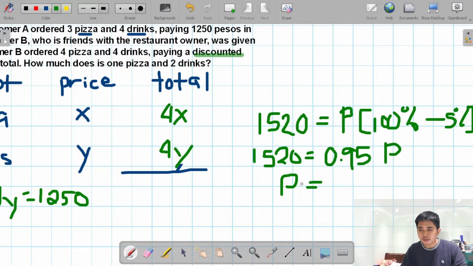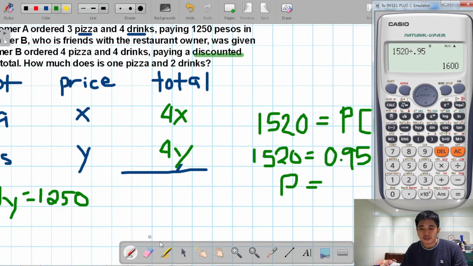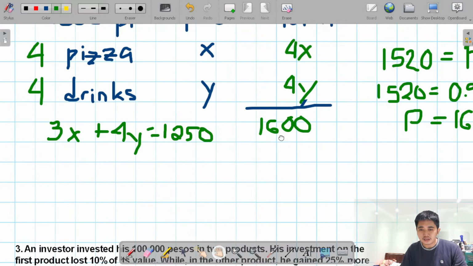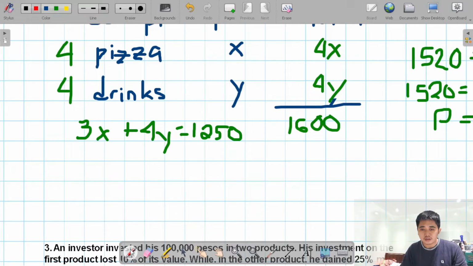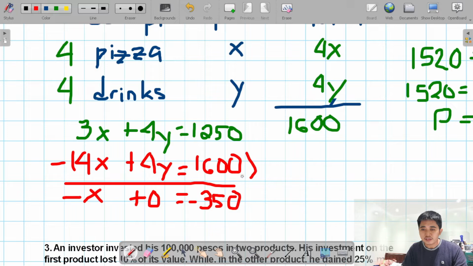So what is the price now? We will need the calculator. 1,520 divided by 0.95 is 1,600. Our price, the non-discounted price, is 1,600. Now we add the real equation: 4X plus 4Y is equal to 1,600. I guess I could just subtract these two equations. This is negative X plus 0. 1,250 plus negative 1,600, that's negative 350. So X is equal to 350 pesos.